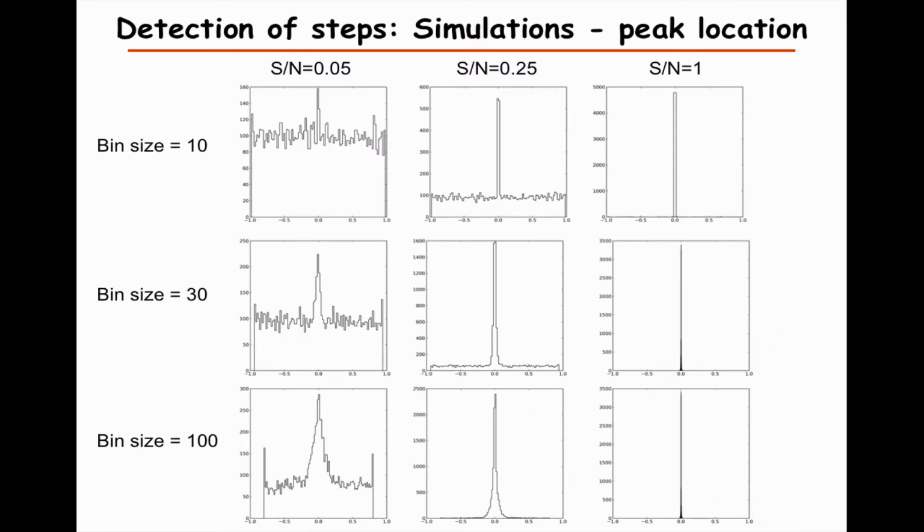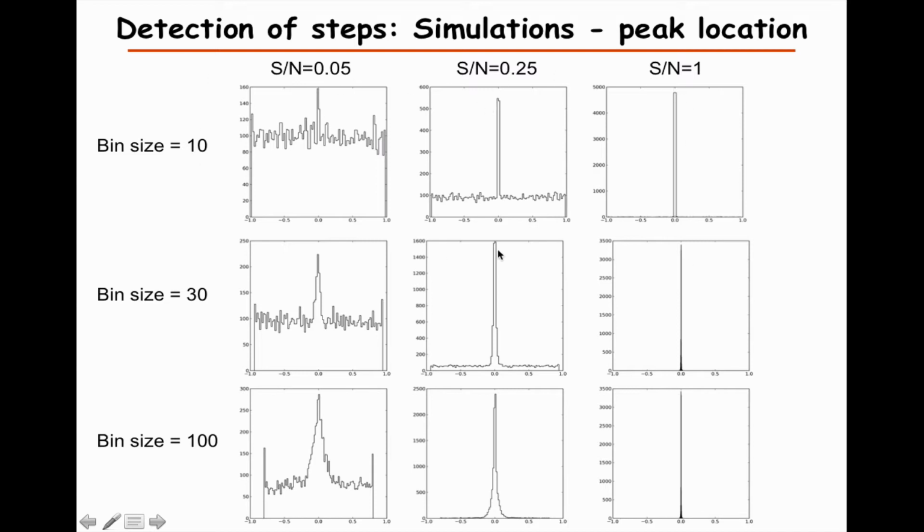So now we can start doing the simulation. The first step is to just look at where we detect the signal. Where do we detect the step? If we have a signal-to-noise ratio of 1, for any of the bin sizes, we almost always detect it in the middle.